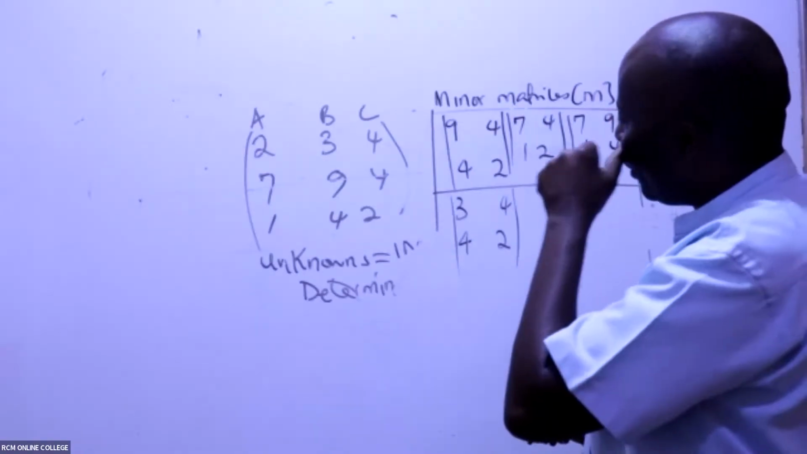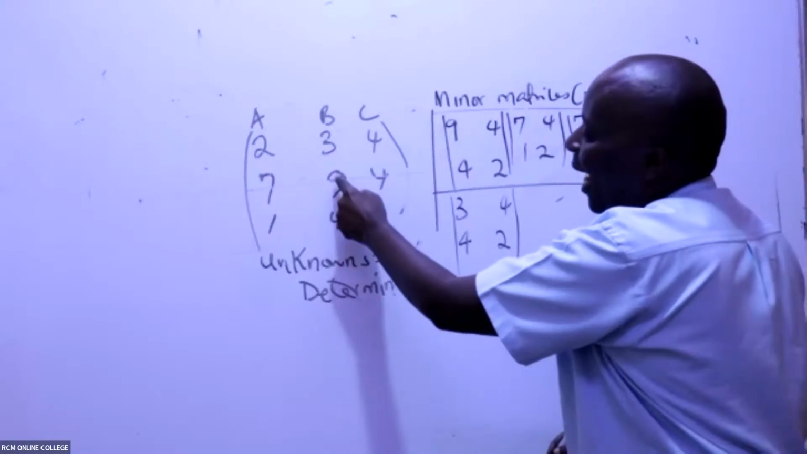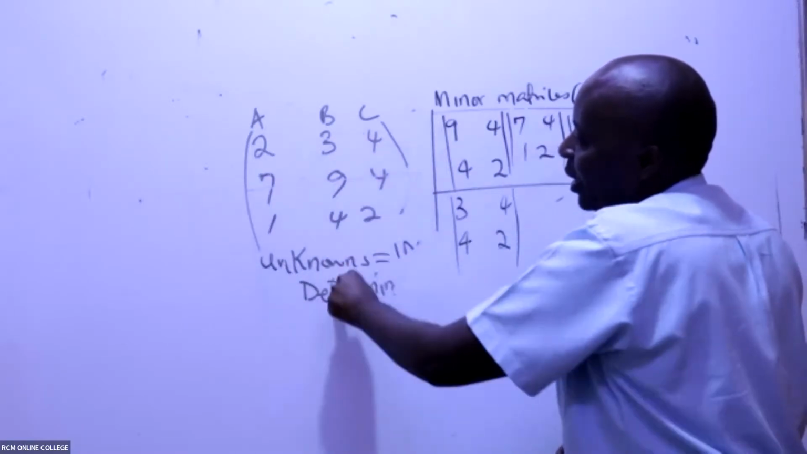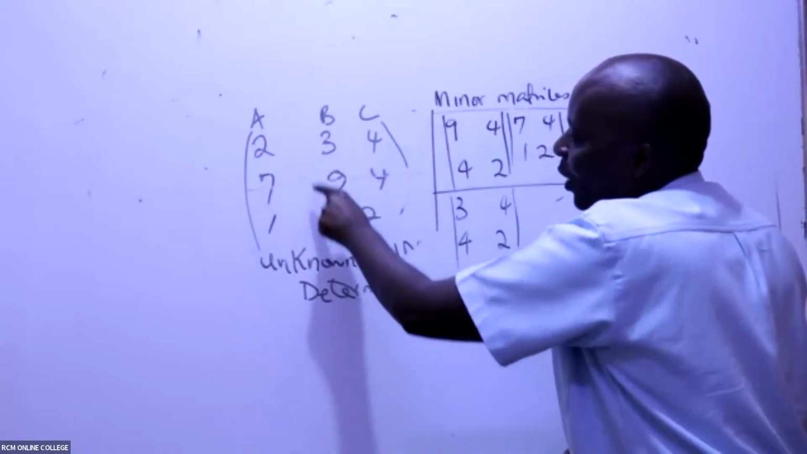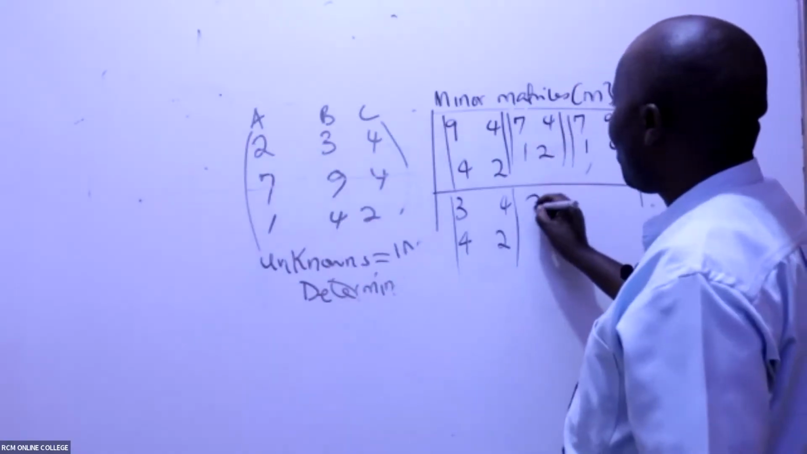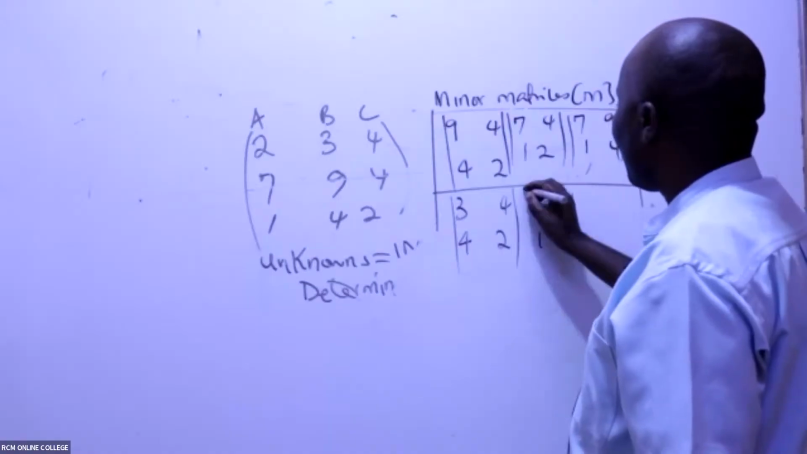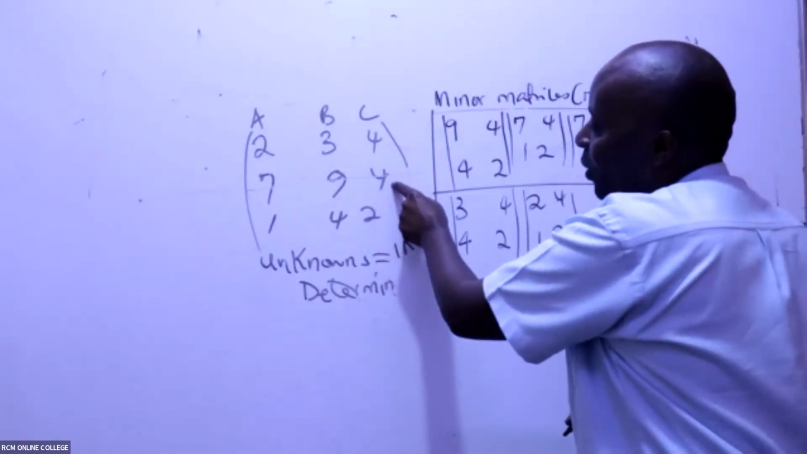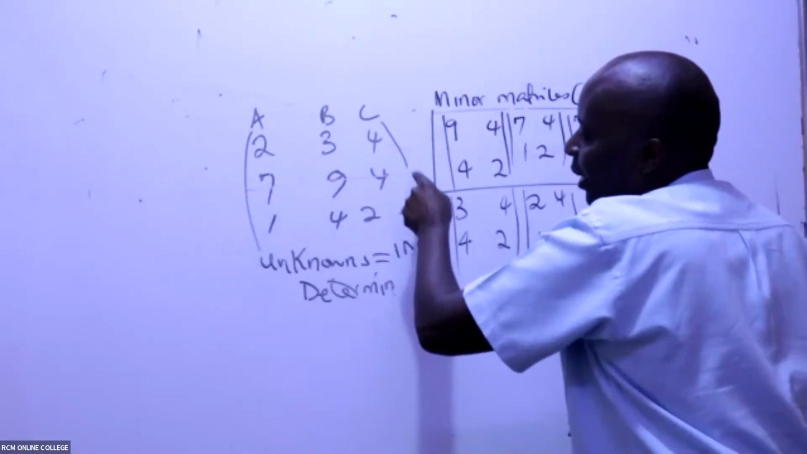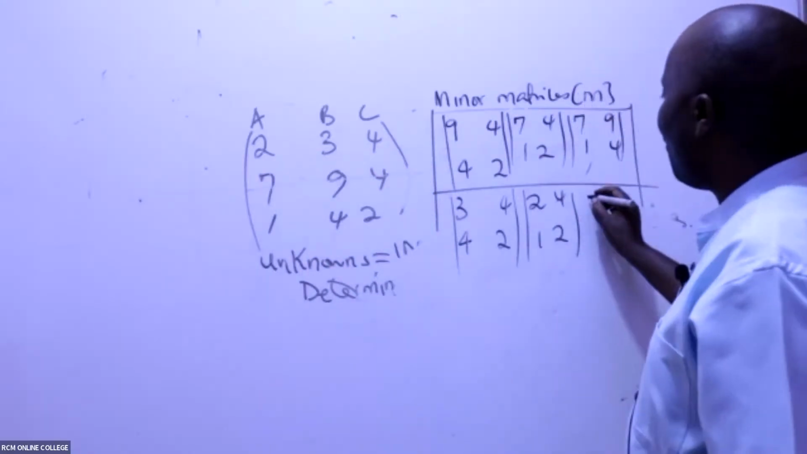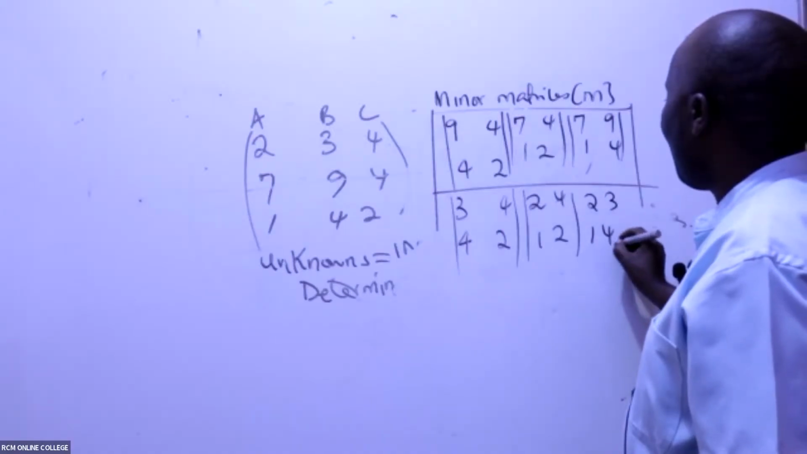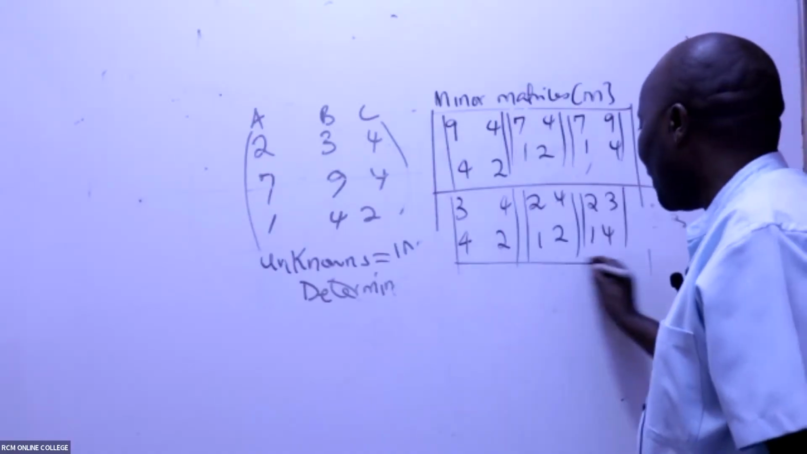All right. Then we come to this one. So this one, you are hiding it. So we have this and this, this and this, this and this. So we are left with what? 2, 4, 1, 2. Then lastly, for the second row, we have this. So you hide this and that. So we have 2, 3, 1, 4, like that. We are through with that.